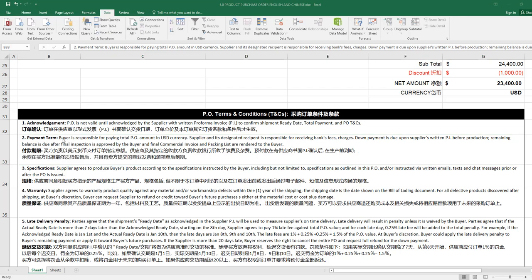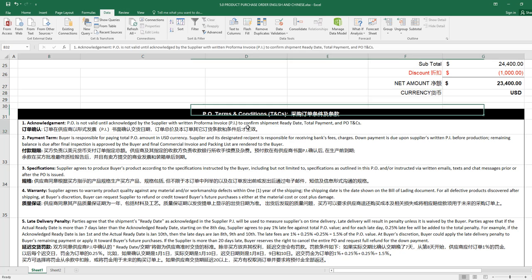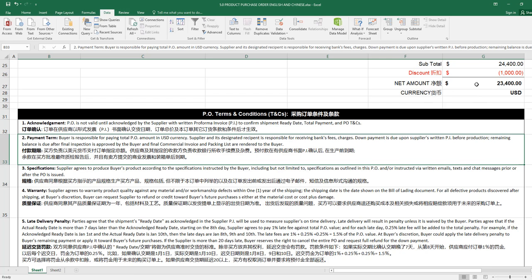The third point, guys, is the miscellaneous fees. Be very upfront and clear. You are responsible for the purchase order amount in this currency, whether it's USD or Euro or whatever currency the parties agreed. Once the supplier acknowledged that this is the purchase order amount, you are only responsible for this purchase amount.